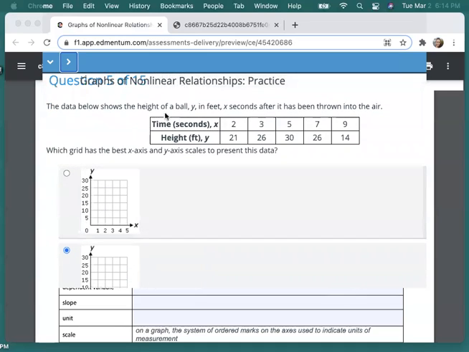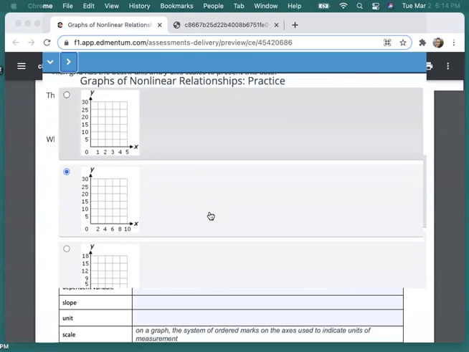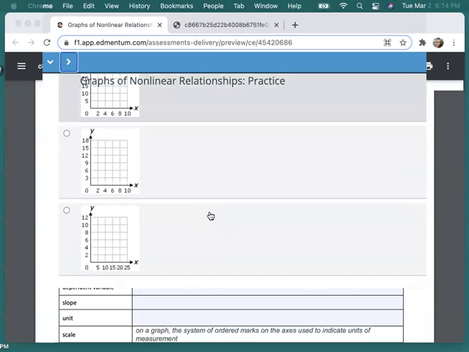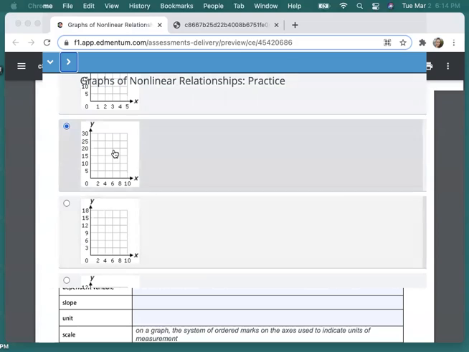Okay, data below shows the height of a ball after it's been thrown. Time is going to be on the x-axis on the bottom, and height is going to be up and down on the y-axis. And they want to know what the best scale is for it. So if we look at the time, it's 2, 3, 5, 7, and 9. So every 2 seconds would be a good scale. And it has to go up to at least 9. So the two middle answers could be good for that.